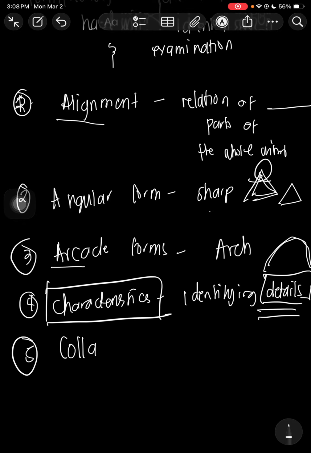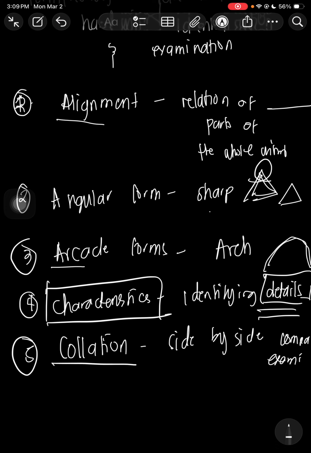Next is collation. Collation, alam nyo to, side-by-side comparison. Okay, collation, as used in the text, means the critical comparison on side-by-side examination. So, ang keyword lang dyan ay side-by-side. Side-by-side comparison or examination. So, collation, kapag merong standard example at yung isang disputed na document or letters.